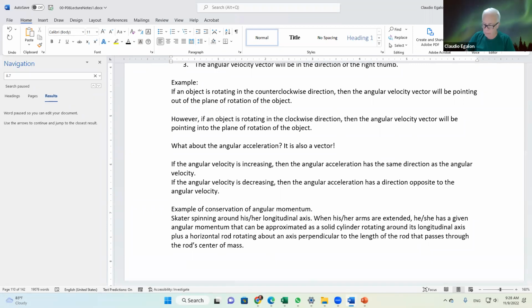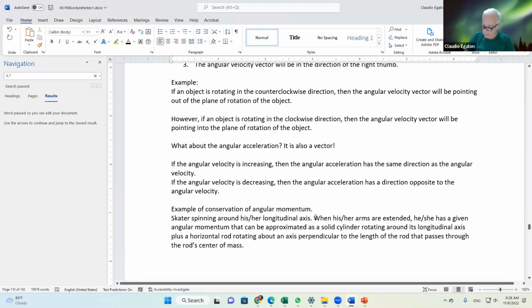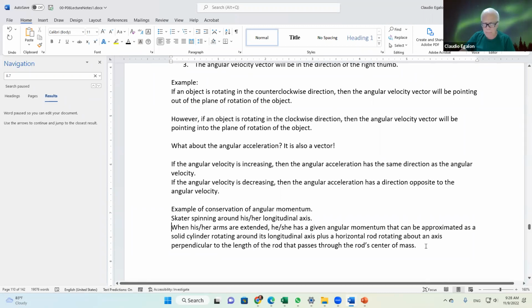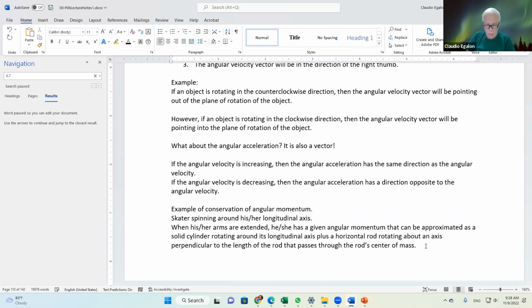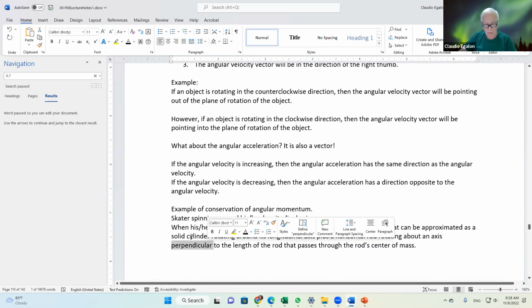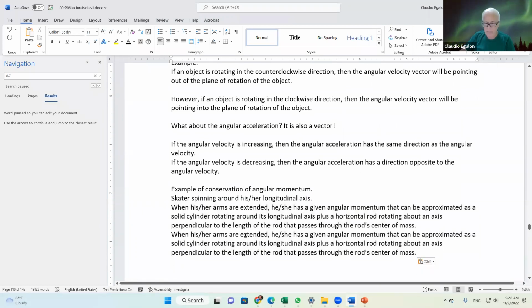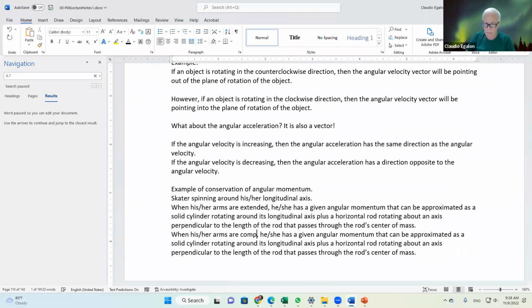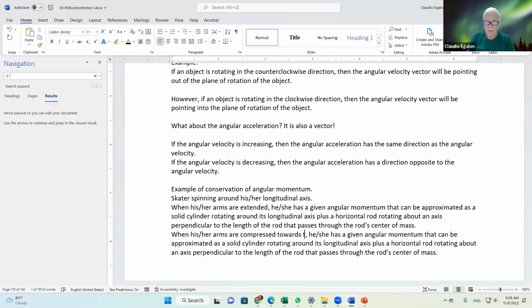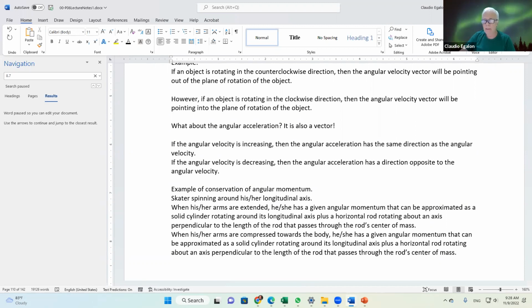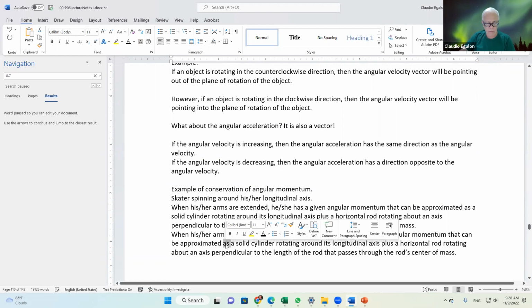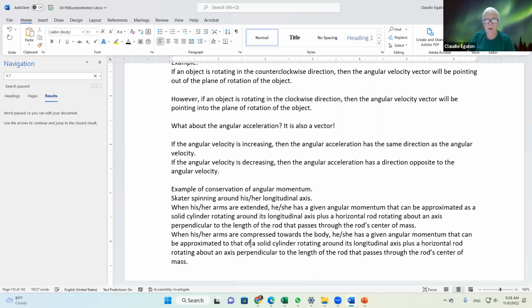Okay, here's a very good model. When her arms are compressed towards the body, she has a given angular momentum that can be approximated to that of a solid cylinder. That's all.